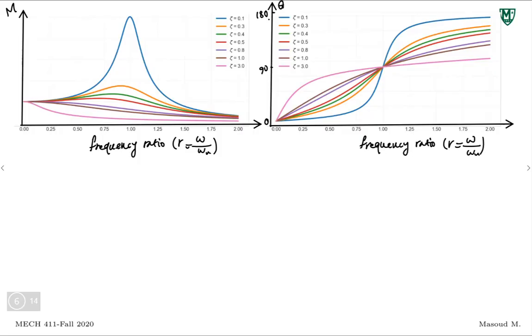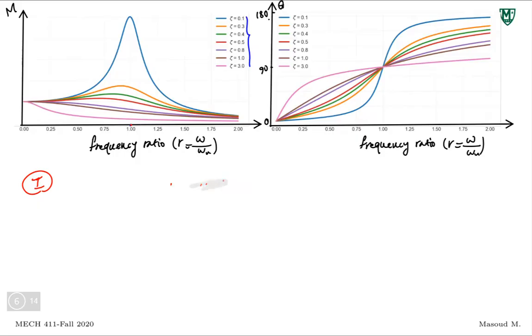So starting from the first thing to notice: if you see these damping ratio values here, the damping ratio starts from 0.1. The first thing to notice is where we have a frequency ratio equal to 1. R equal to 1 means omega over omega n is equal to 1, which means omega is equal to omega n. And that is what we know from before. This is resonance. That's where the resonance happens.